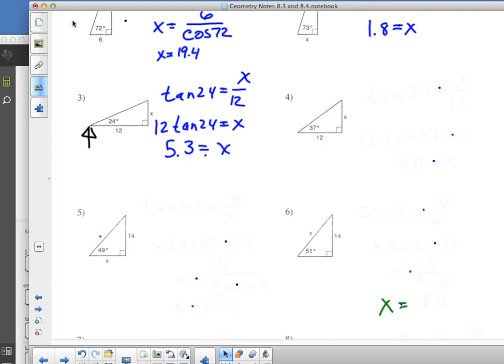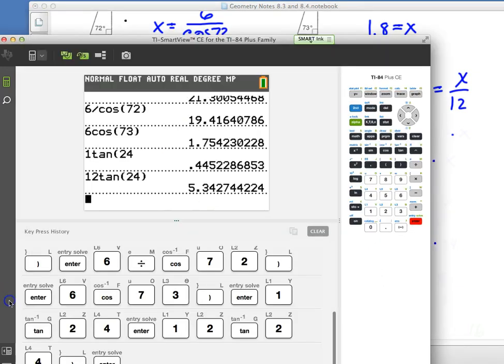It might make it easier. Okay, 37. X is opposite it, 12 is adjacent to it. I'm working with tangent. I've got X over 12. Are you okay that you got tangent of 37? 12 is going to be times tangent of 37.